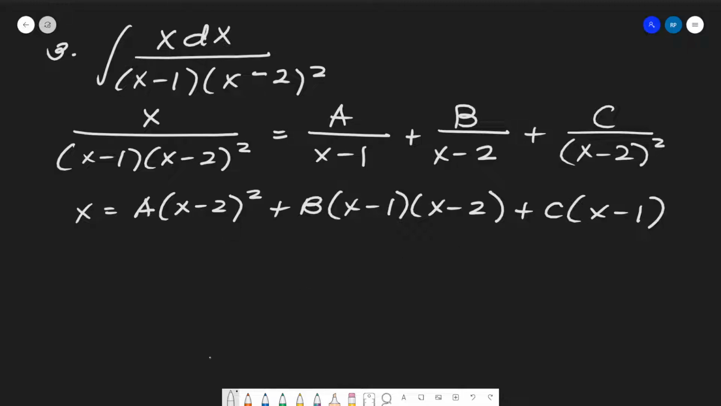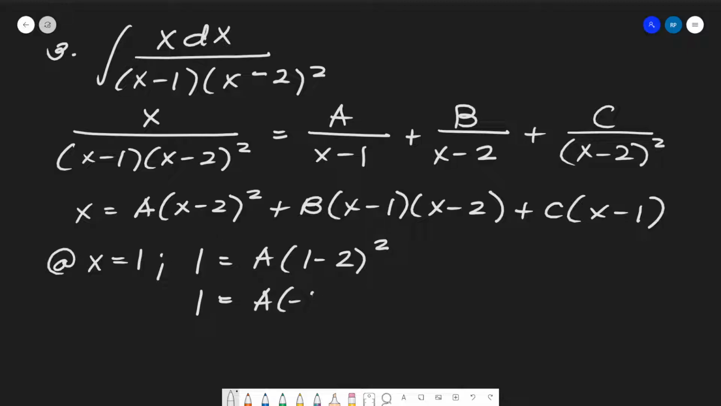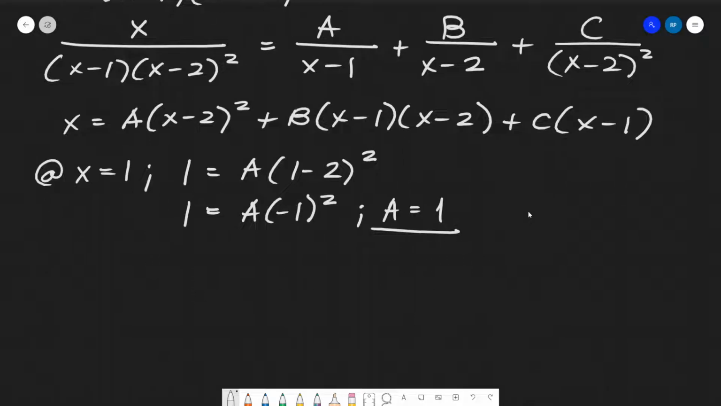So, we have here at x is equal to 1. So, lahat ng may x minus 1 dito, magsi-0 na siya. Ano ang walang x minus 1 dito? Obviously, a. So, we have 1 is equal to a times 1 minus 2 squared. Diba? Which is negative 1 squared. Hence, a is equal to 1. Okay? Next.